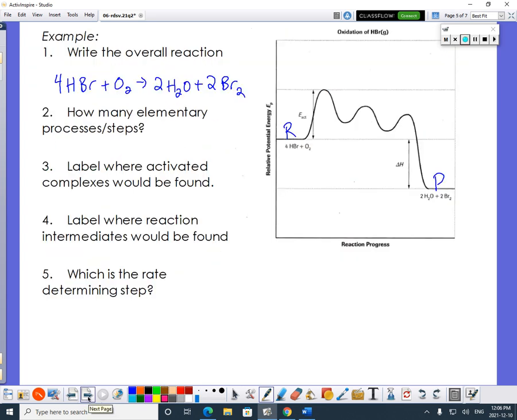Sorry. So how many elementary processes or steps are there? What do you think? How'd you know that? Good. Okay, so 3 peaks equals 3 steps.